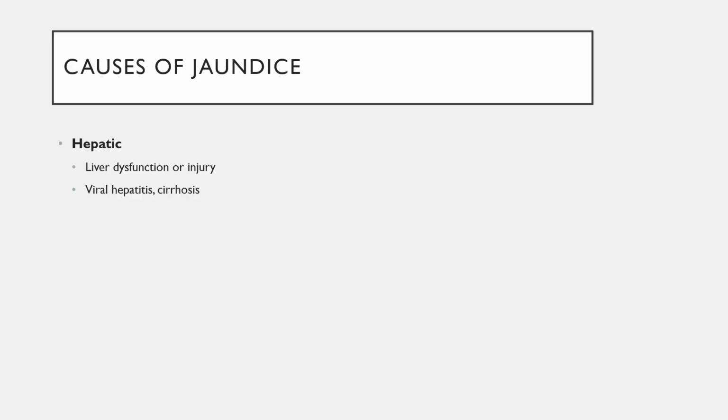Now we move to the scenario histotechs tend to encounter more often. The liver itself is injured. Hepatic jaundice occurs when hepatocytes lose their ability to uptake bilirubin, conjugate it, or secrete it into bile. Common culprits include viral hepatitis, cirrhosis, toxic injury, or alcohol-related damage. And unlike prehepatic jaundice, this is where biopsy findings can become very telling. Depending on the cause, you might see hepatocyte ballooning, inflammation, fibrosis, steatosis, or necrosis.